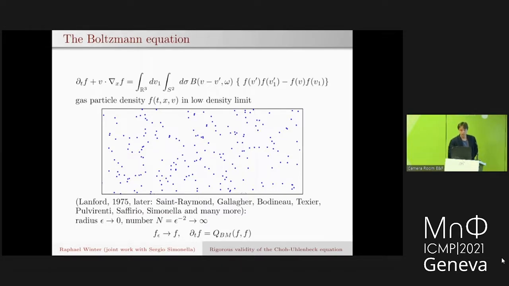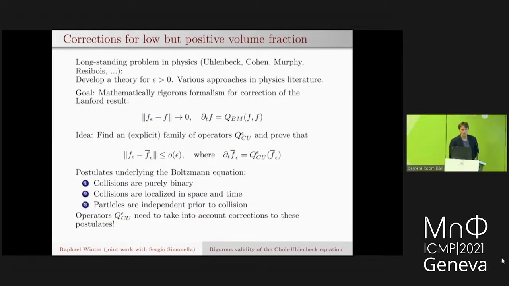And with Sergio, we were looking at some physics literature where they had as a big open problem, they say, okay, this is valid if the volume fraction of particles is zero, essentially. But they were interested in what happens if the volume fraction is very small but positive. And there was this program in physics followed by Uhlenbeck, Cohen, Murphy, Resibois, and many others to essentially try to expand this theory in powers of the scaling parameter epsilon.